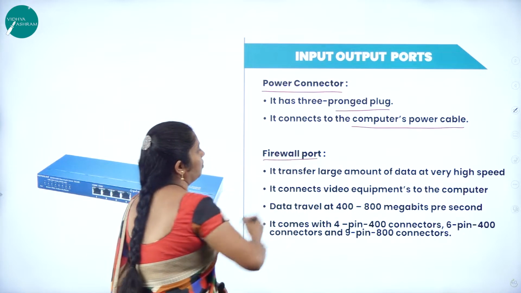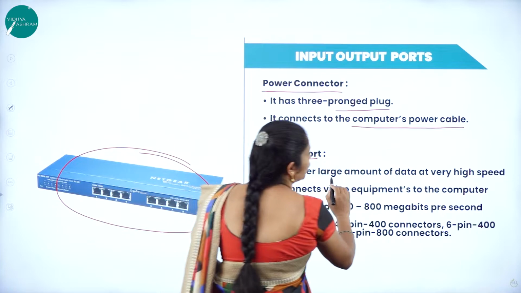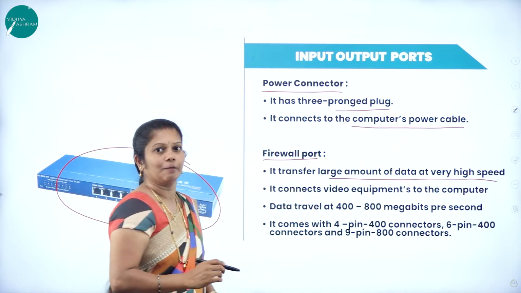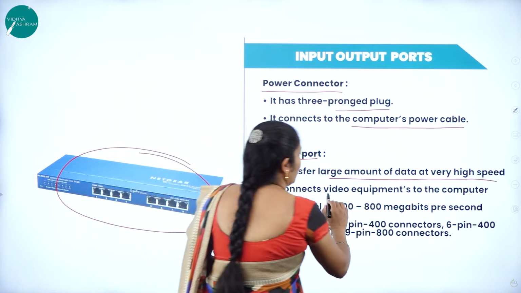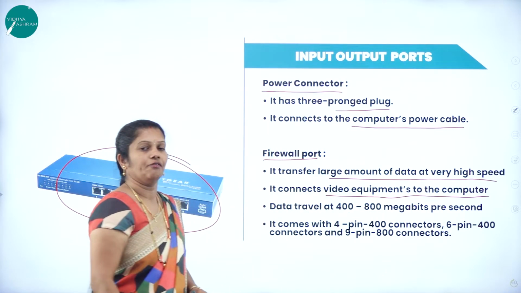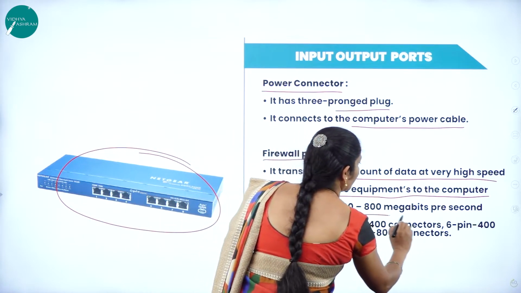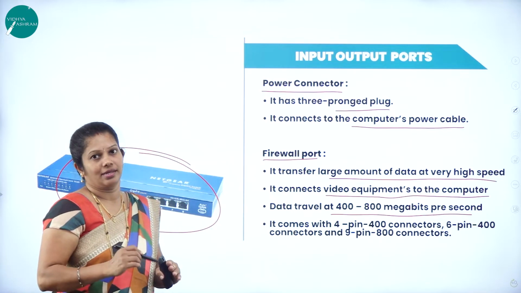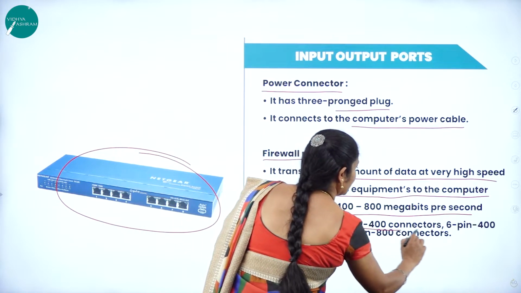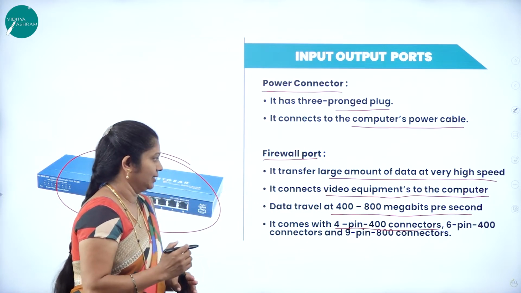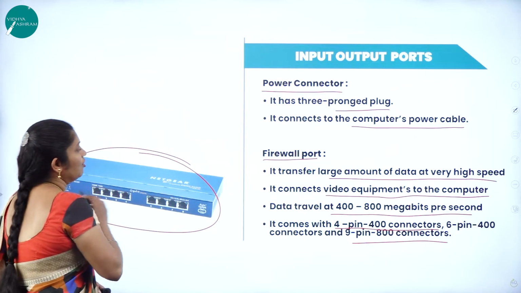Next one, the FireWire port. This is the FireWire port. It transfers a large amount of data at very high speed and it connects video equipment to the computer. We can connect video equipment here and the data travels at 400 to 800 megabits per second. It comes with a 4-pin 400 connector, a 6-pin 400 connector and a 9-pin 800 connector. This is nothing but FireWire.